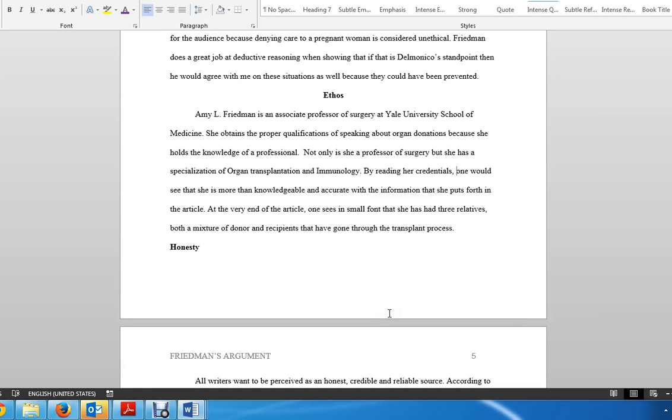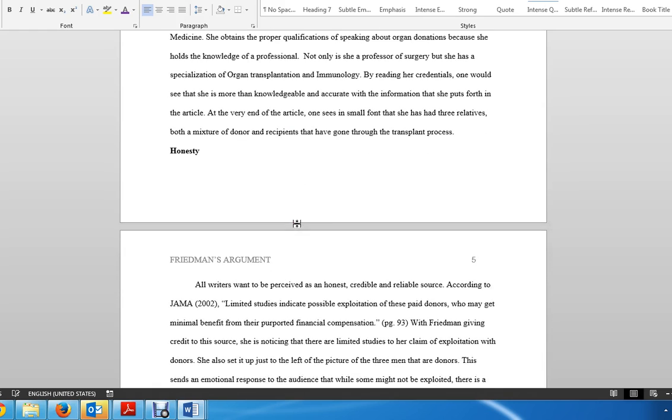At the very end of the article, one sees in small font that she, okay. So again, I'm going to say directly quote the article. What you need to do is say that she presents her credentials. You need to be more specific. Take a step by step and be a little more clinical with this. Friedman establishes herself as an expert because of giving us her credentials, etc.